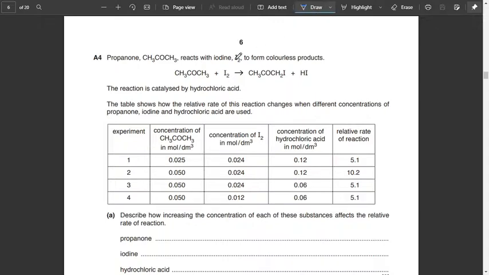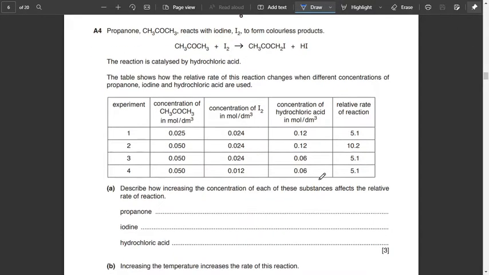Question number 4. Propanone, CH3COCH3, reacts with iodine to form colorless products. The reaction is catalyzed by hydrochloric acid. The table shows how the relative rate of this reaction changes when different concentrations of propanone, iodine and hydrochloric acid are used. Part A says, describe how increasing the concentration of each of these substances affects the relative rate of reaction.